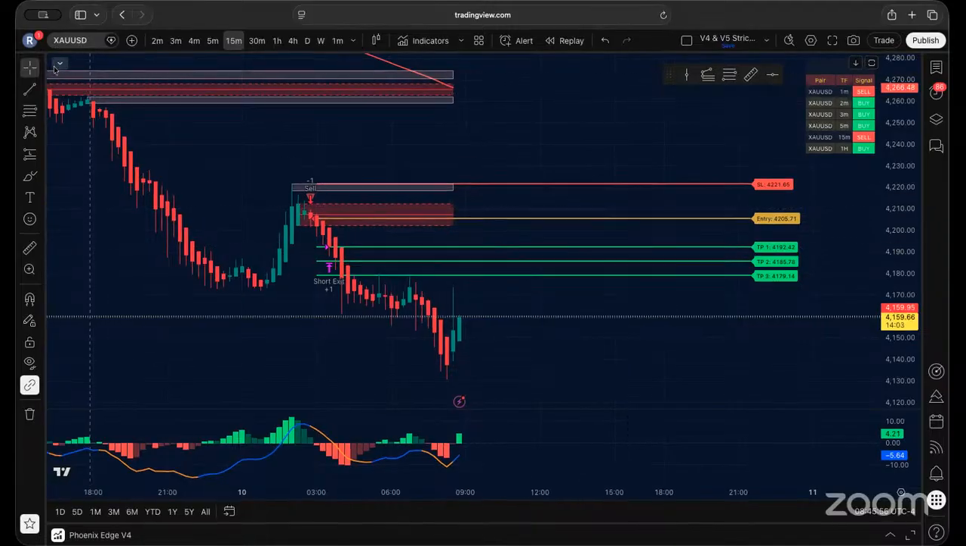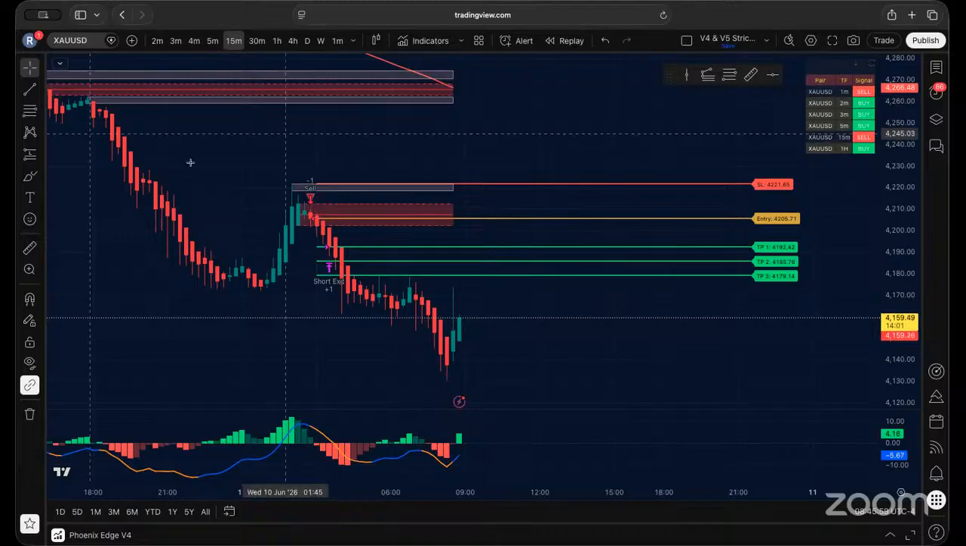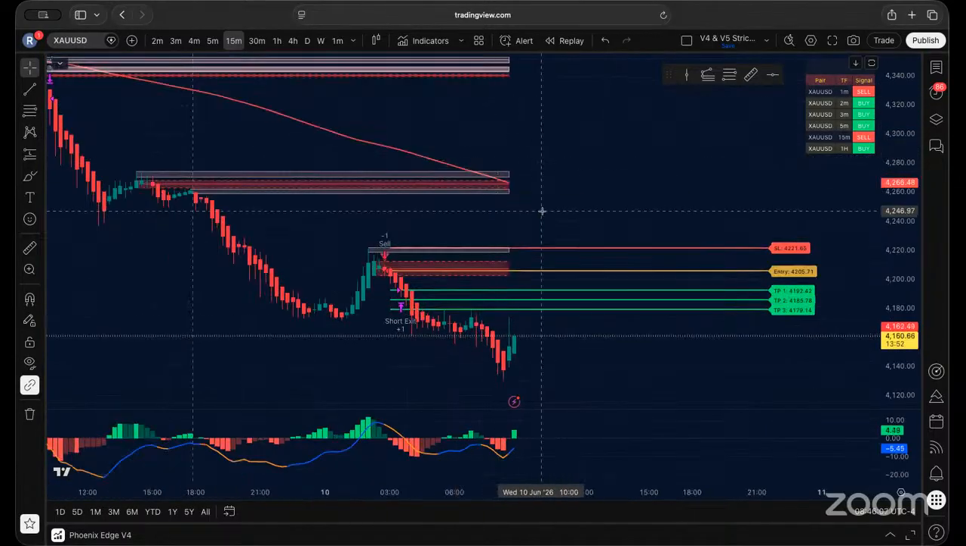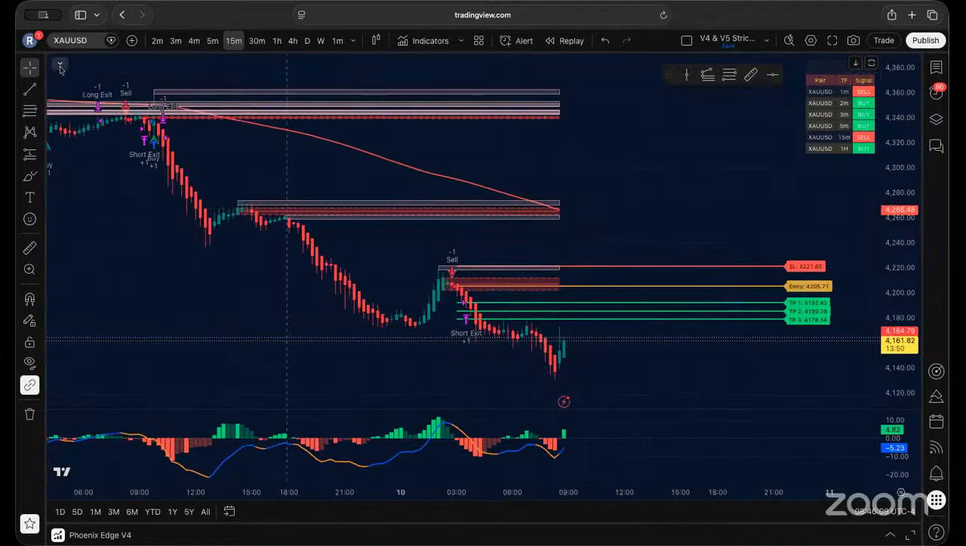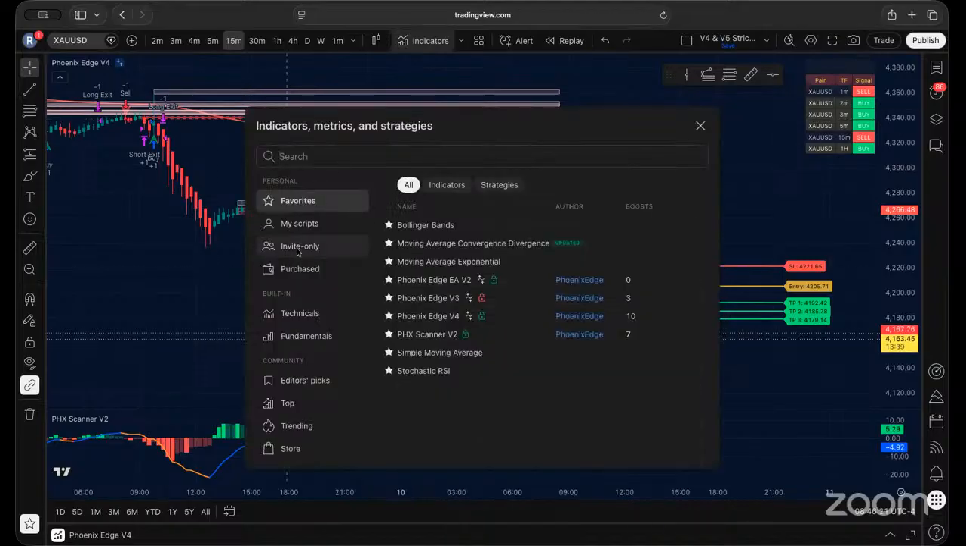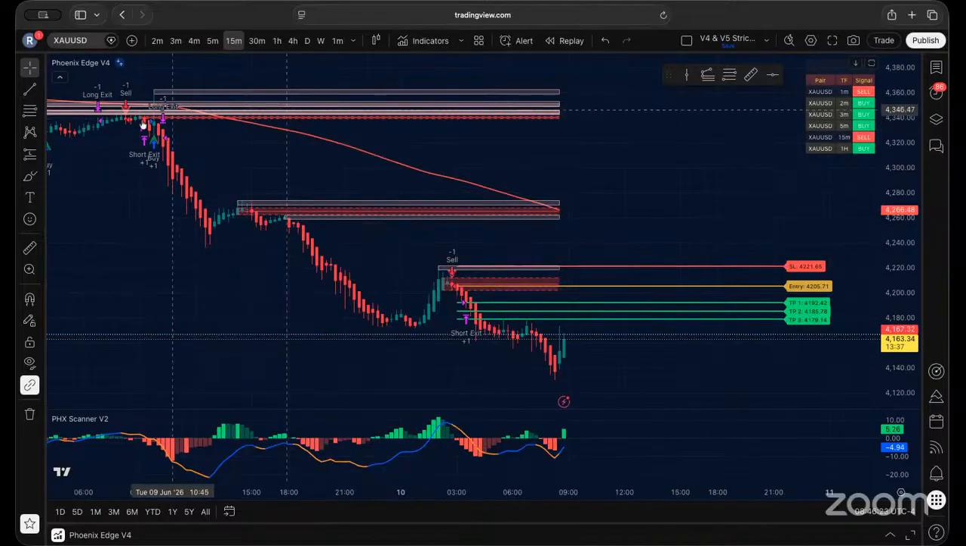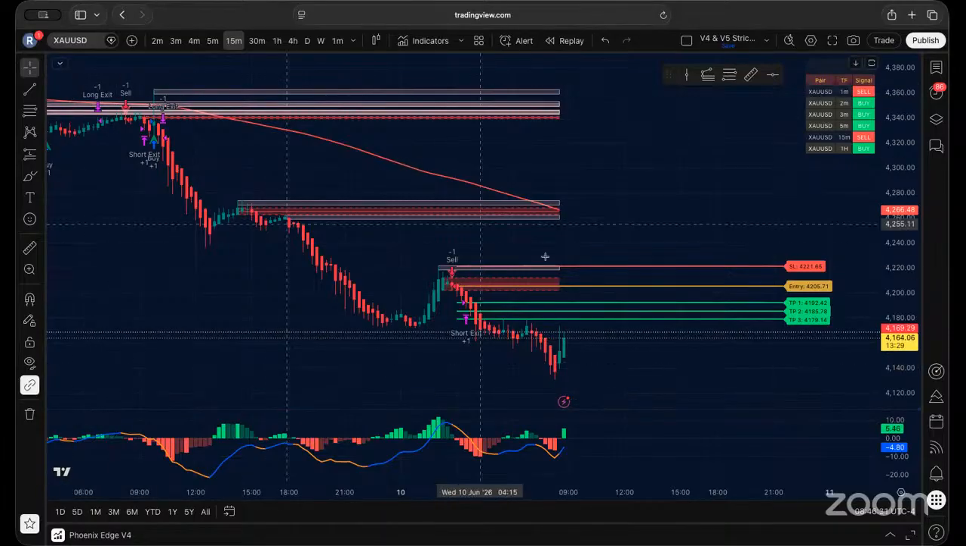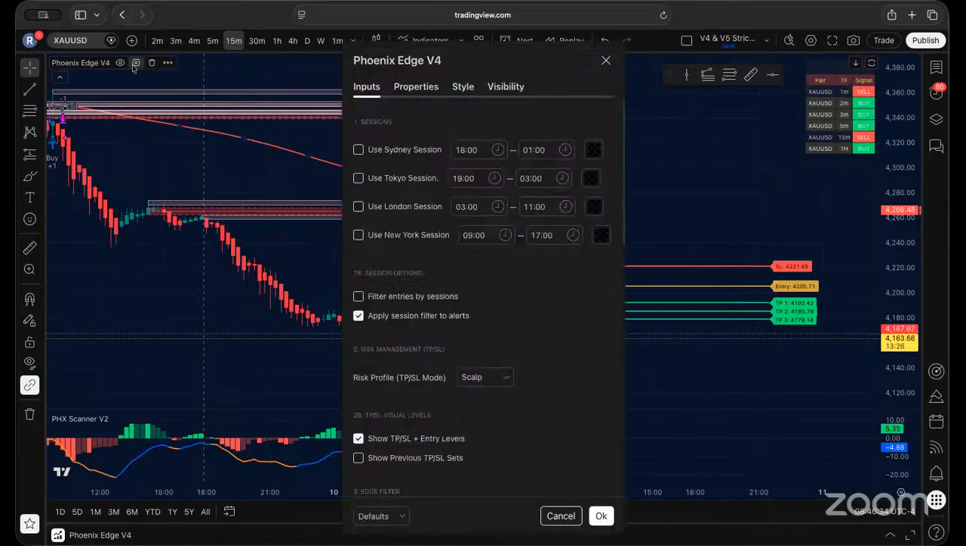All right. Well, I'm going to go through a few settings that we have and filters on Phoenix to, again, really elevate your trading as a trader and create more discipline. So when you're first getting started with Phoenix, you're going to put your indicators on. Again, it's going to be under invite only, under indicators. You're going to select that and you'll be able to see Phoenix Edge V4 and Phoenix Scanner V2. After that, we're going to go to settings.